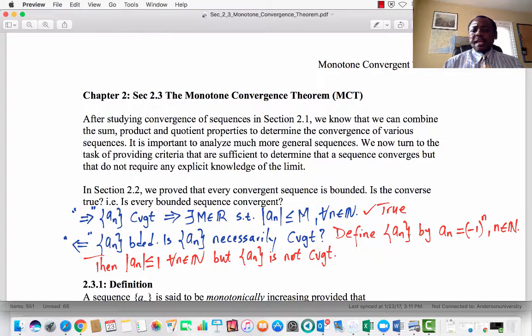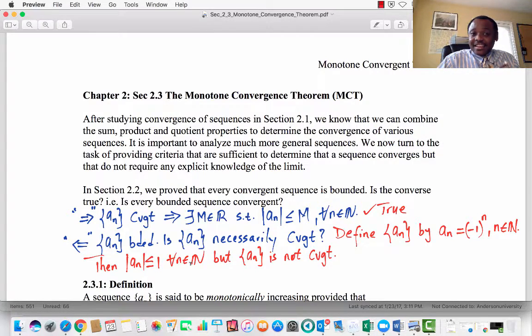Define the sequence an by an equals (-1) raised to the power n, where n is a natural number. This sequence is bounded. If n is even, an is 1. If n is odd, an is -1. So the absolute value of an is less than or equal to 1 for every natural number n. an is a bounded sequence, but it is not convergent. It is an alternating sequence. So one more time, are there conditions that could be added to the boundedness of a sequence to guarantee convergence?